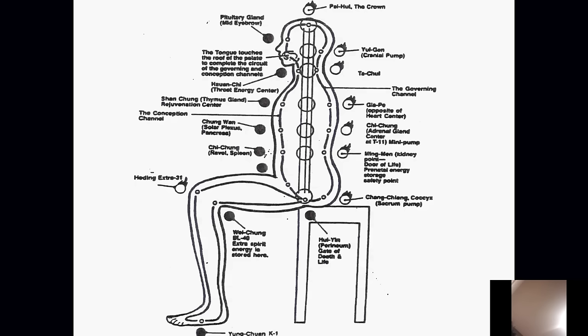Now, when you are finished, okay, now that you have circulated the energy back to the lower dantian, what we want to do now is take your hands. You as a woman would take your left hand on top of your navel chakra, and then your right hand would be on top of that. And vice versa for the male. Your right hand would go over the belly button, and your left hand would be on top.